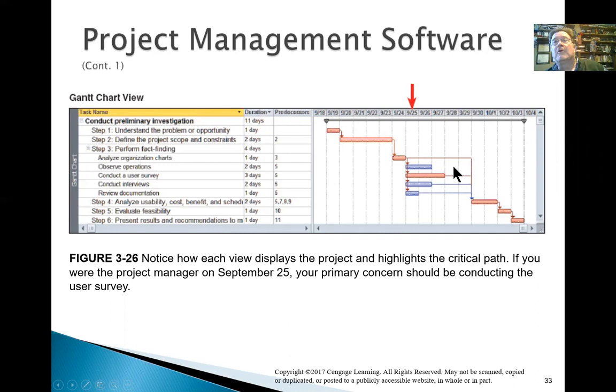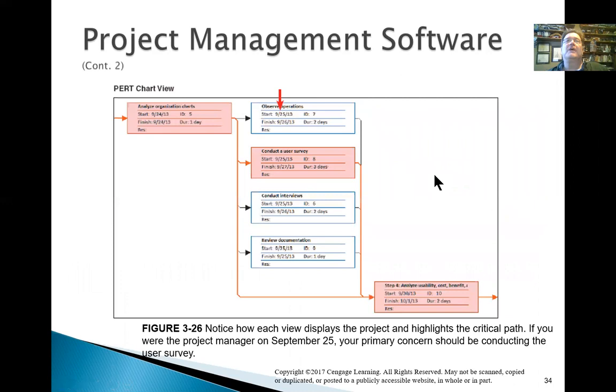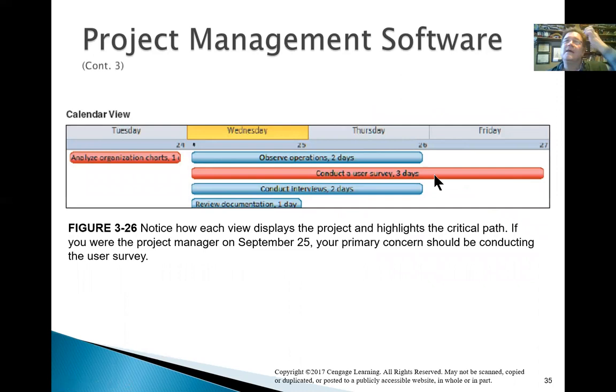So that's a Gantt chart look at it. This is a project management, a PERT chart look at it. All right. And then I don't even know what that is. I see, it's sort of a zoomed in look at it. All right. Good deal.